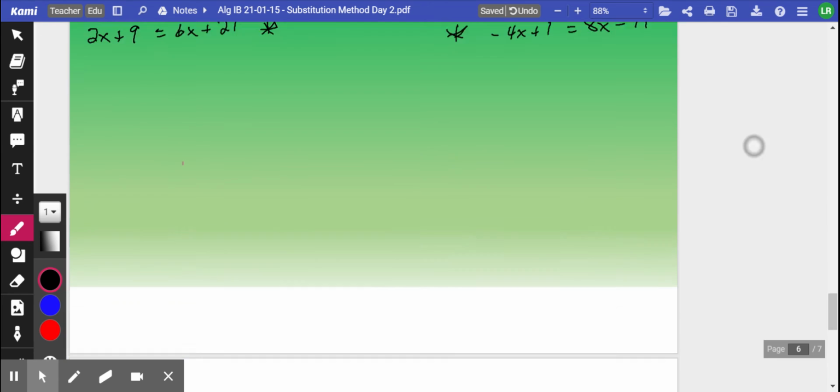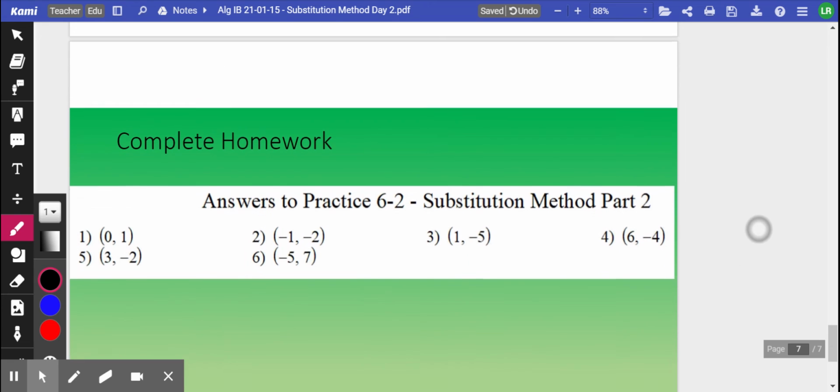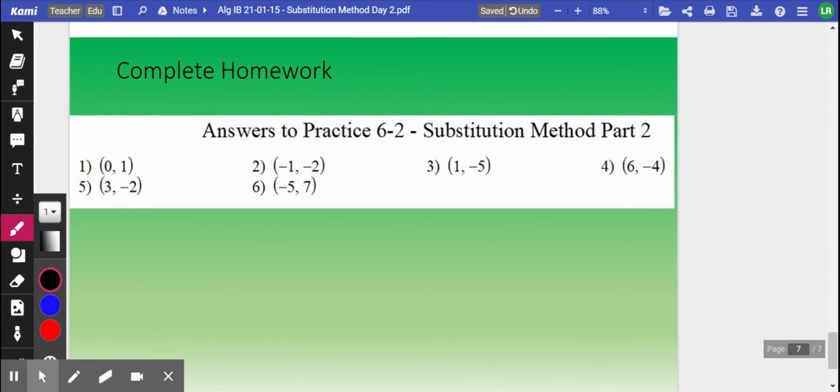Now, on your homework assignment, it is a PDF there. Here are the answers. The answers are also on your worksheet. There's 6 of them. You do have to show all your work in order to receive credit for it. So make sure that you are showing that work.